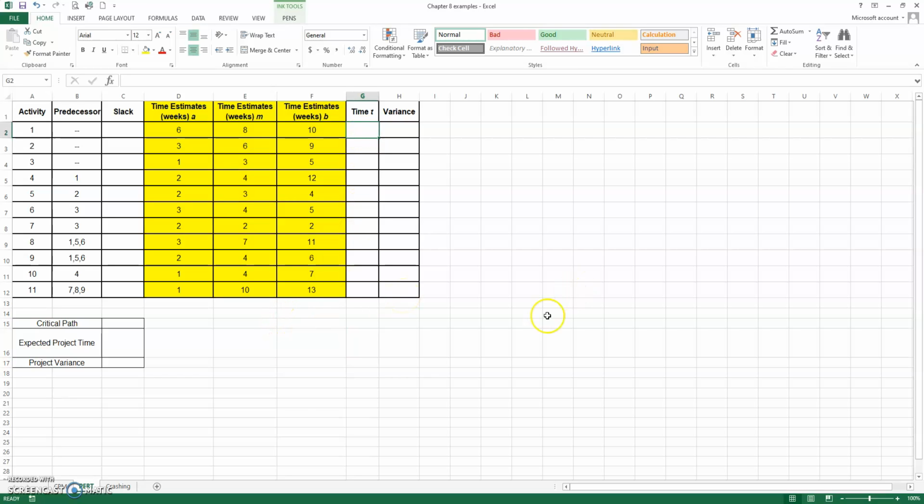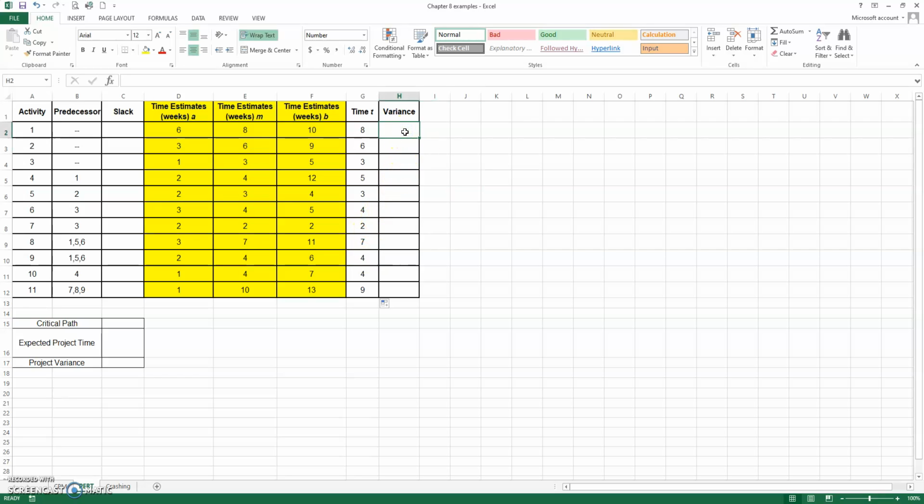We do this by using the following formula. It's a weighted average calculation. It's going to be A plus 4 times M plus the value in B, and we're going to divide that by 6. And that is our formula, our weighted average calculation for the expected time for activity 1. We can copy, drag that down, and there are the project times.